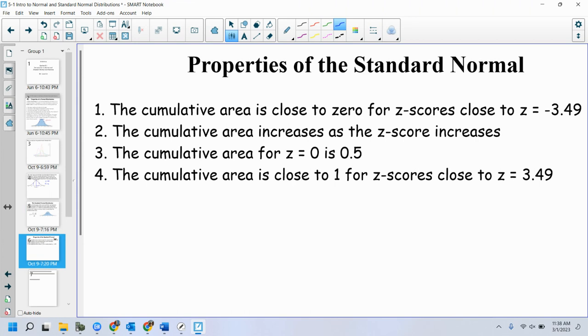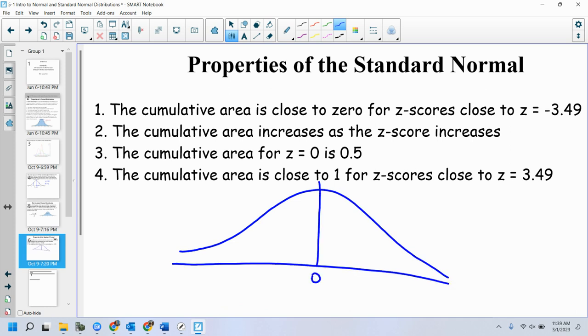Okay, all right. Properties of the standard normal curve. The cumulative area is close to 0 for z-scores from negative 3.49 to positive. I think that should be a plus or minus. Oh no, it should be negative, right? Think about the left side here. We know the z-score here would be 0. 1 standard deviation away, 2 standard deviations, a little bit further because of the inflection point, 3 standard deviations away.